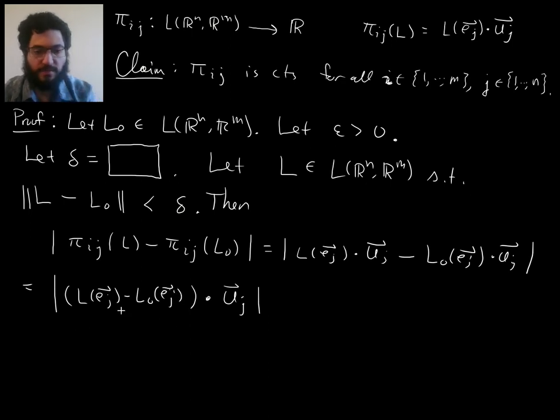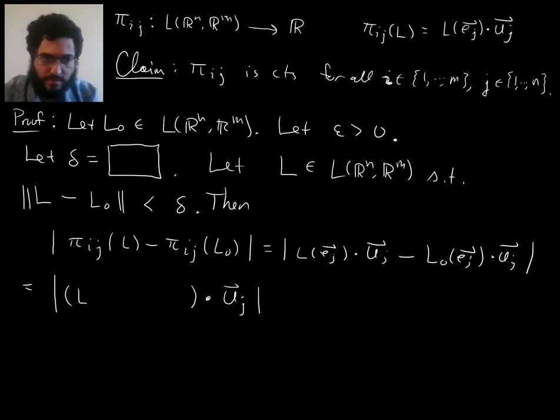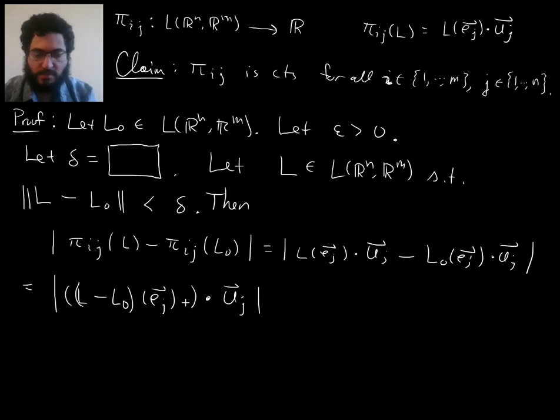So that's fine. And also here, this is L minus L0 of EJ. That's by definition of the pointwise subtraction of linear maps. So the meaning of L minus L0 is that it sends EJ to LEJ minus L0 EJ. Okay, so now I have an absolute value of a dot product.